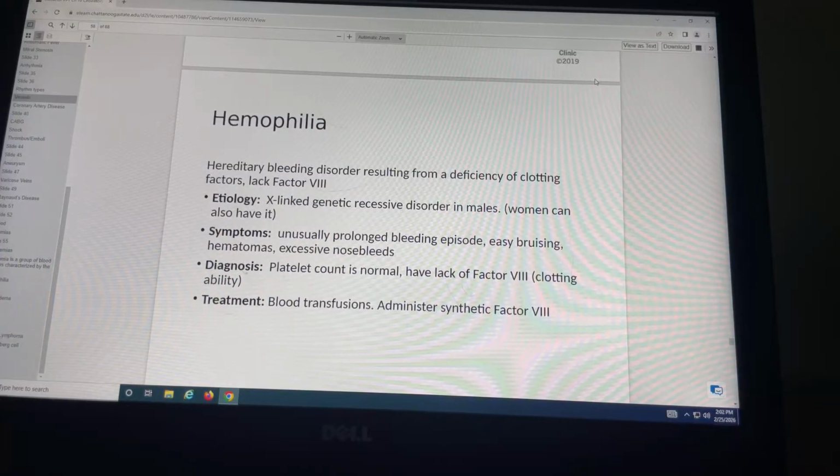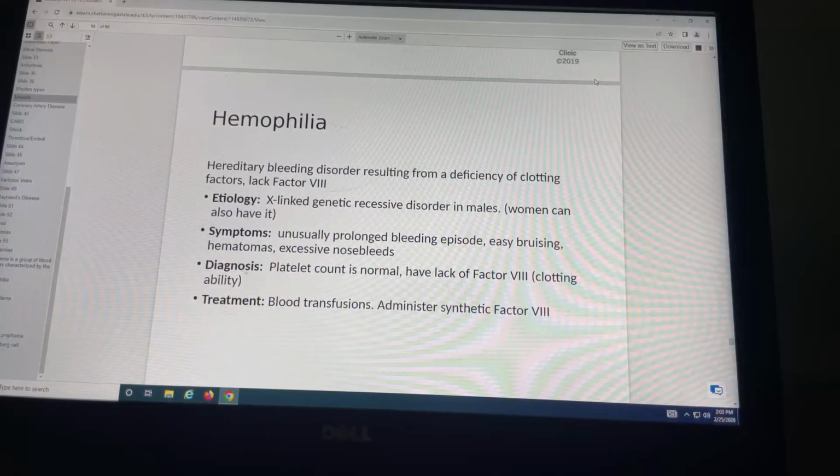Their platelets are fine. What they don't have is something called factor 8, or the Roman numerals VIII. The V is 5 and the three I's are 3, so it's like 5 plus 3 is 8. Anyways, factor 8 is a mechanism in the clotting. Okay, so that's way over what you guys need to know about. Basically, if you just see a factor 8 deficiency, it just has to do with bleeding.